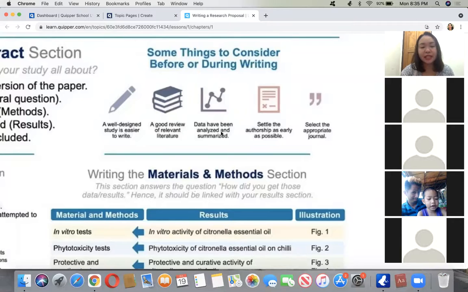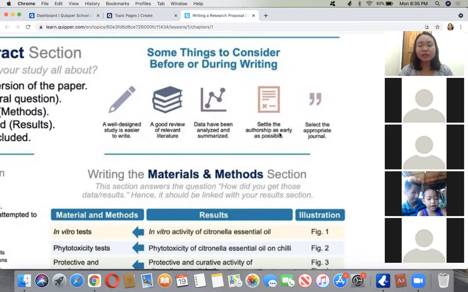And the data have been analyzed already and summarized. Since you are at the proposal stage, later on, if you're going to conduct the study, you cannot make a report easily if your data is not analyzed by statistics or even summarized in tables. That's why the example I showed before had Tables 1, 2, 3, 4, 5. It's not the raw data anymore, it's summarized, like the averages of each of the treatments.